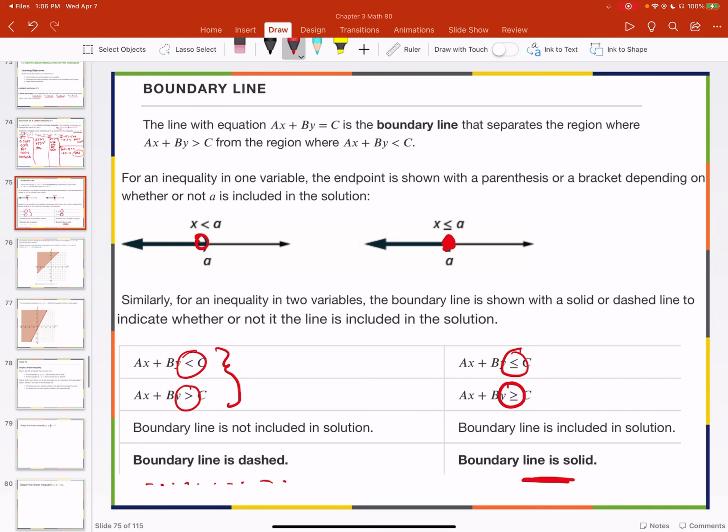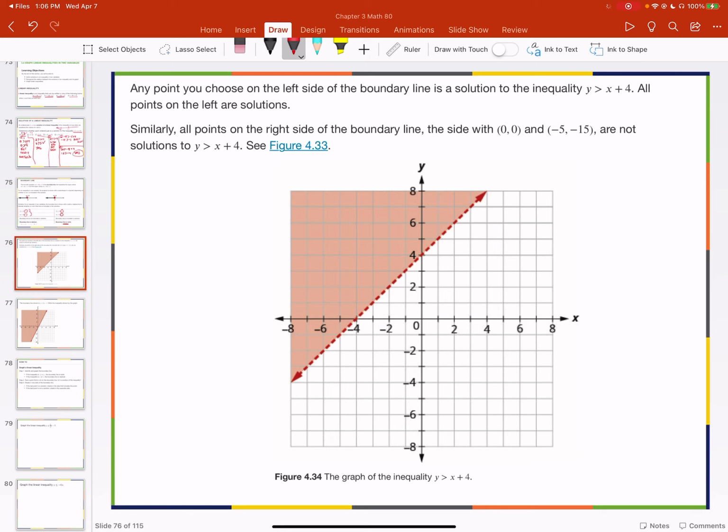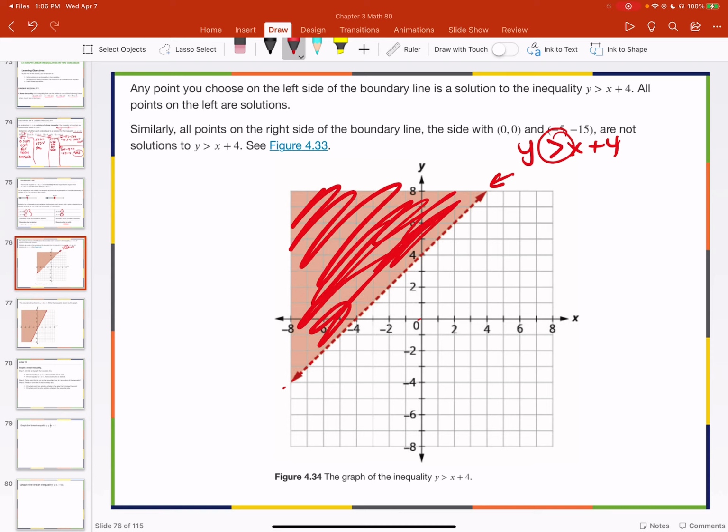Okay. So let's look at this example. Let's say here we have the inequality y greater than x plus 4. The line itself is here, but because this is a strict inequality, it's dashed. Now we want to know which points are to the left or to the right. So (0, 0) doesn't fit. Negative 15 doesn't fit. But all these points here do fulfill the inequality. Everything here.